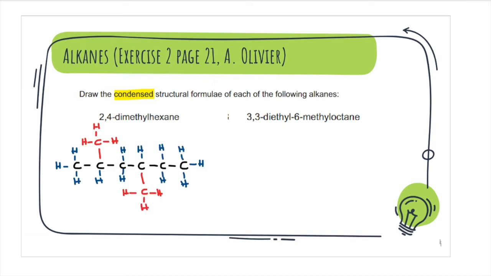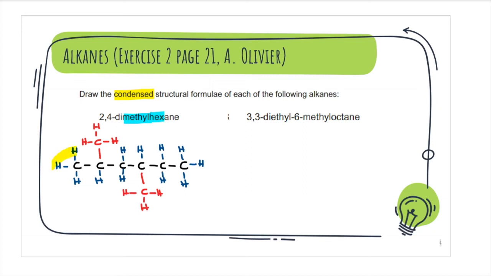2,4-dimethylhexane. Now that we have drawn the structural formula showing the longest chain, hex, which is for 6 carbons on the longest chain, and we've drawn in the substituents, the 2 methyl groups on carbon 2 and 4. In this case, I have started to number the carbons from the left. We can now go ahead and condense this structural formula.